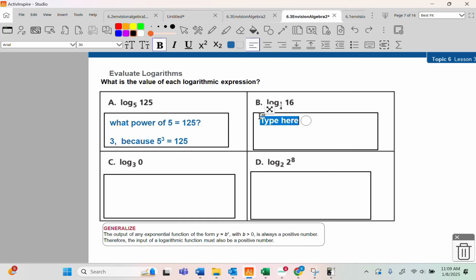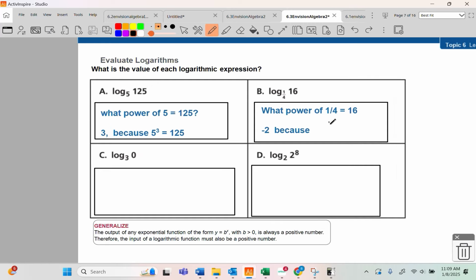All right, the second one, it says what power of 1/4, because 1/4 is the base, is equal to 16. Now, that's kind of a weird one to do. You have to have some knowledge of negative exponents. The actual answer to this is -2. Because, I'll have to write this out, if I take 1/4 and I raise it to the -2nd power, I get to flip the fraction and make the exponent positive. And that is my 16.